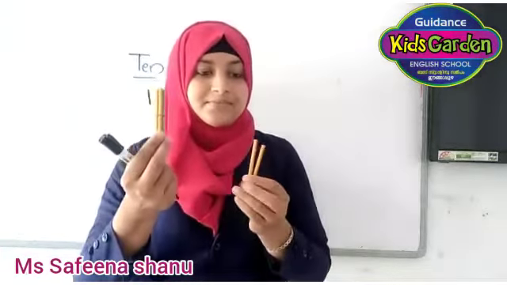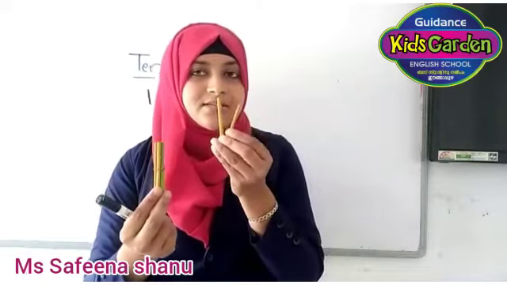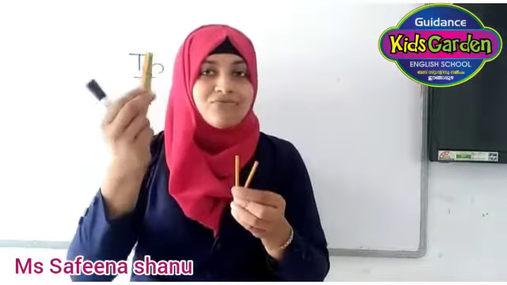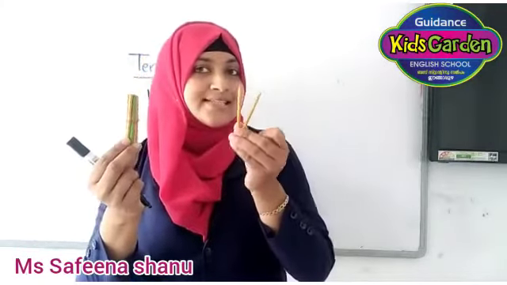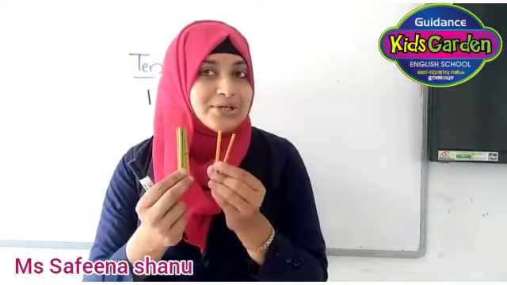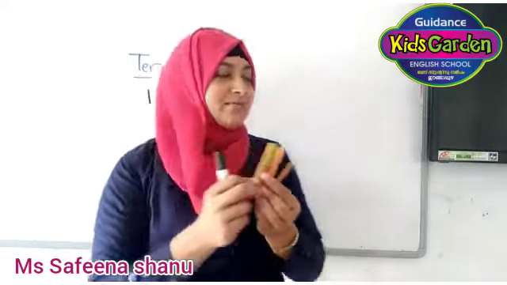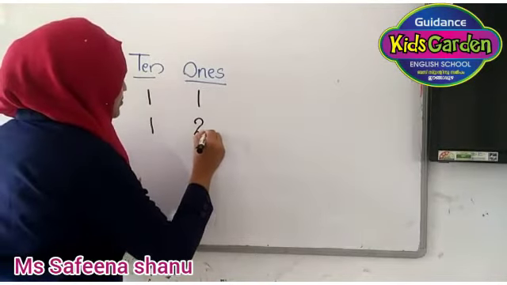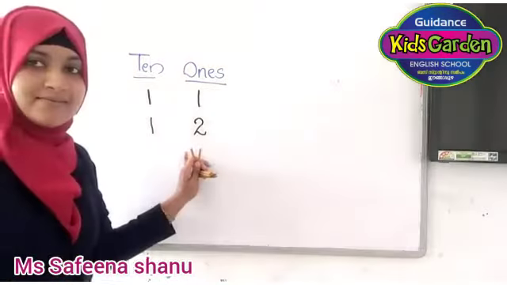Bundle of 10. How many ones left here? 2 ones. 1 ten and 2 ones is equal to 12.